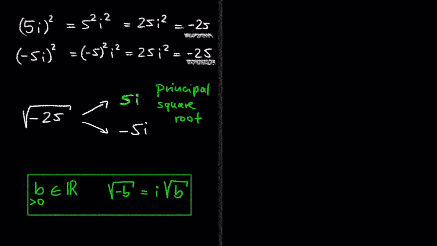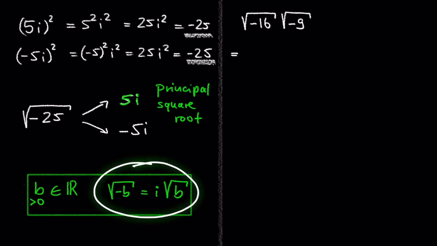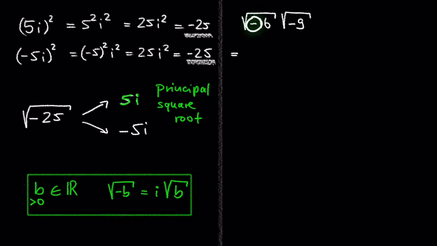Let's look at the following example to understand this better. The square root of negative 16 times the square root of negative 9. We can't use the product rule for radicals here, because the rule doesn't work for negative numbers. So we have to express the square roots with the definition: the square root of negative b equals i times the square root of b. In other words, we remove the negative sign and put an i in front of the square roots.